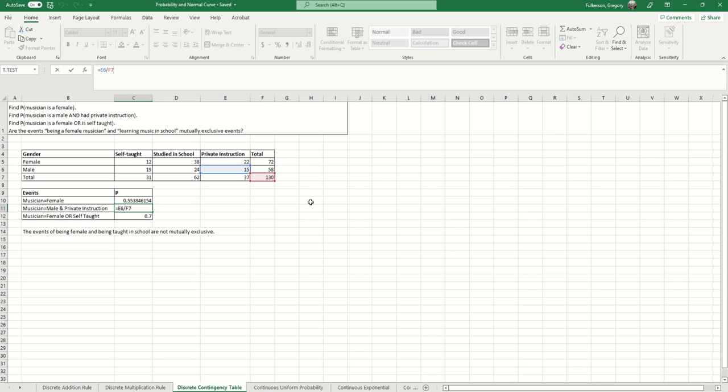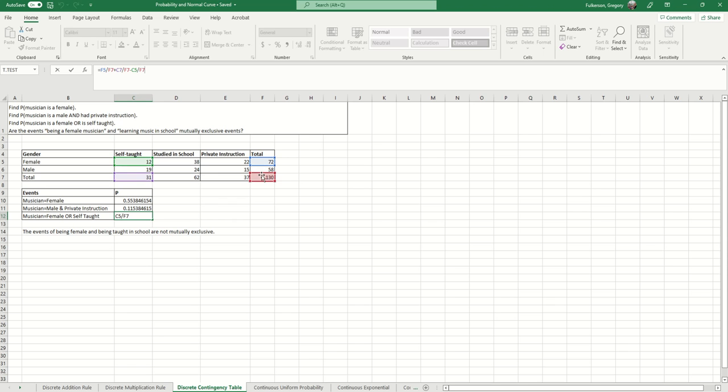And then we're dividing that by the total of all the musicians. So it's just 15 over 130. So only 11%, 11.5% of musicians are males with private instruction. And then this OR thing, right? Remember how we do that? So the musician is female or self-taught.